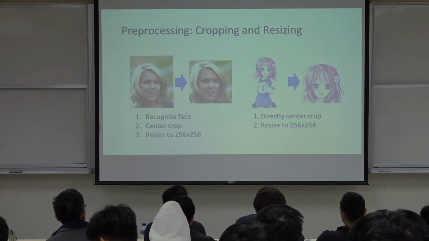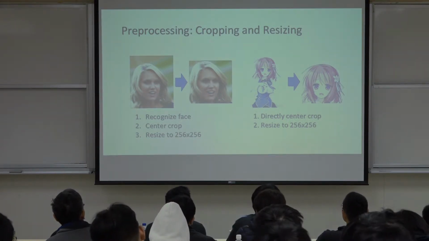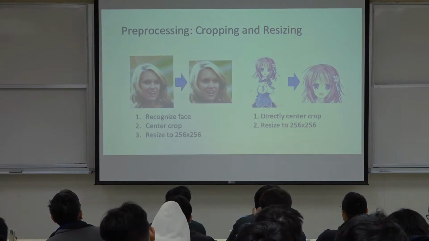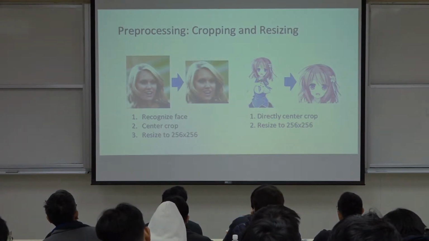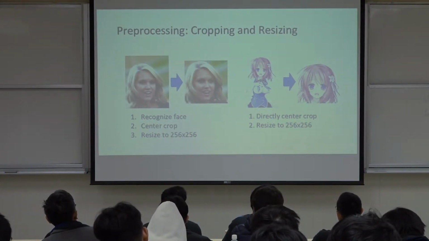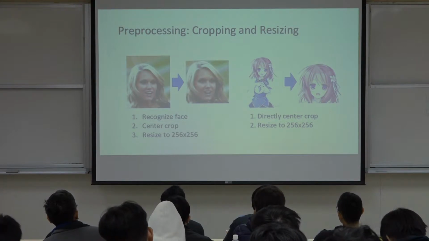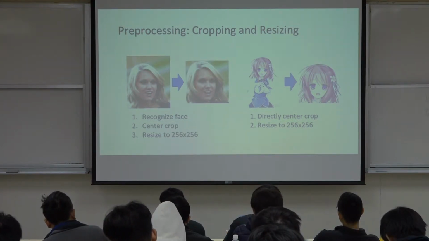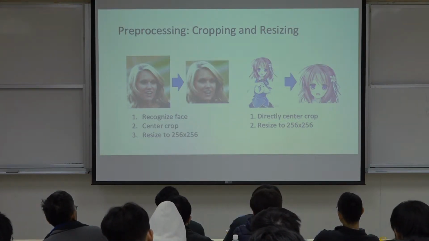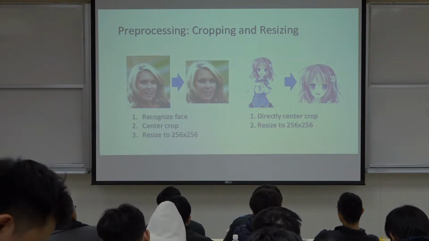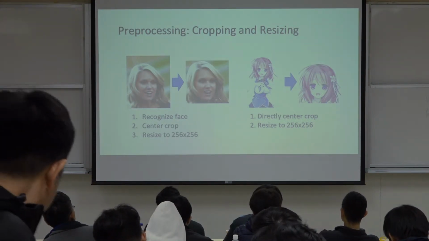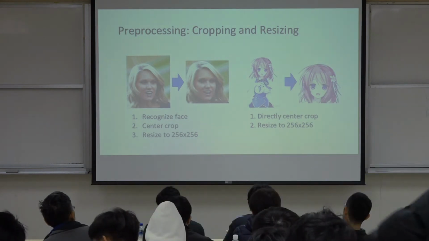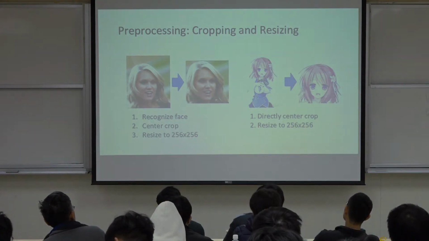In the preprocessing step, for human face images, we first apply face recognition and perform a center crop, and resize to 256 by 256. For animal images, since the human face recognition algorithm failed to recognize animal faces, we basically apply a center crop on animal images.